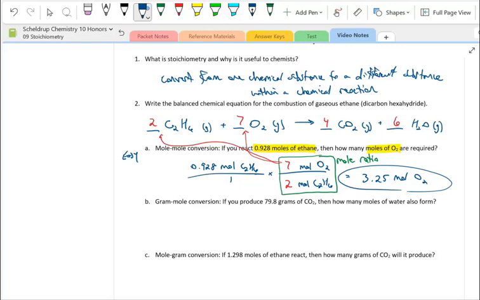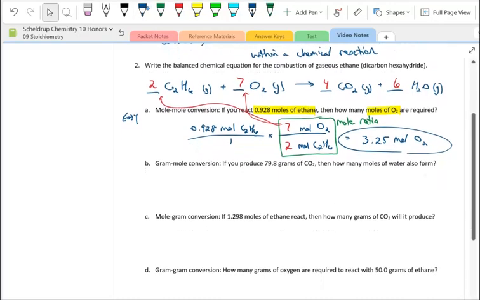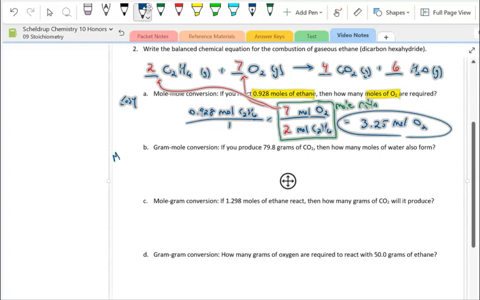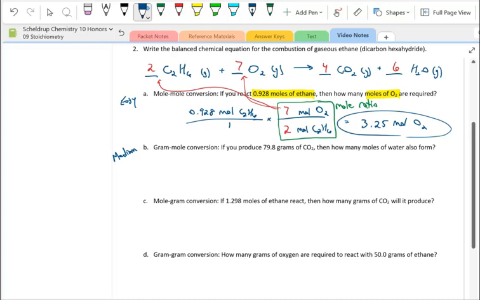ethane. Now, the way that you make these problems harder is by adding more steps. That's a common theme in chemistry. The easiest problem has the fewest steps. The hardest problem is going to have more steps. So these next two are considered medium difficulty problems, and they're just adding an extra step using molar mass as a conversion factor. Now, the first one gives us an initial number, 79.8 grams of carbon dioxide, and then it's asking for how many moles of water will also form.